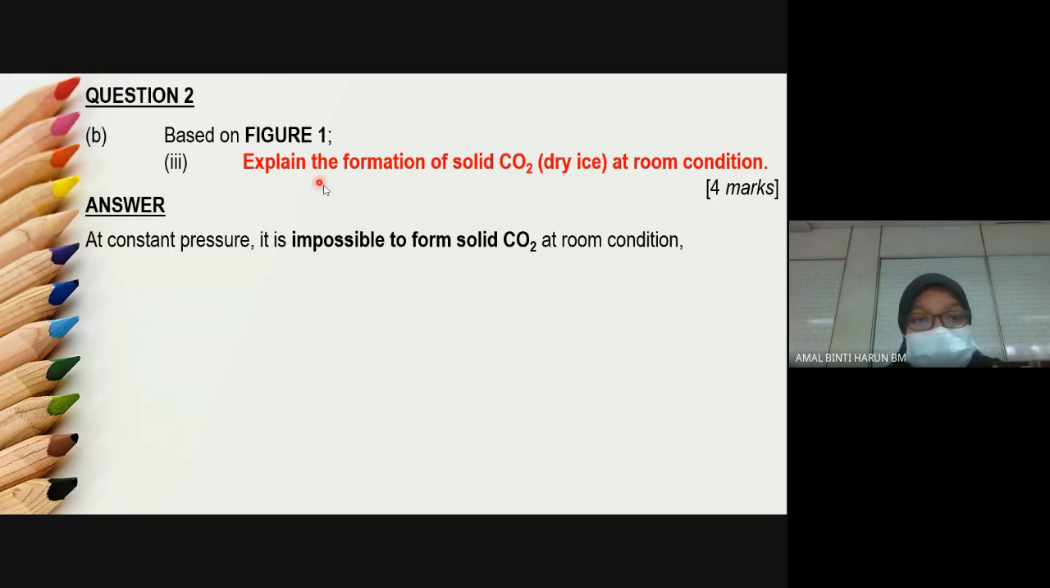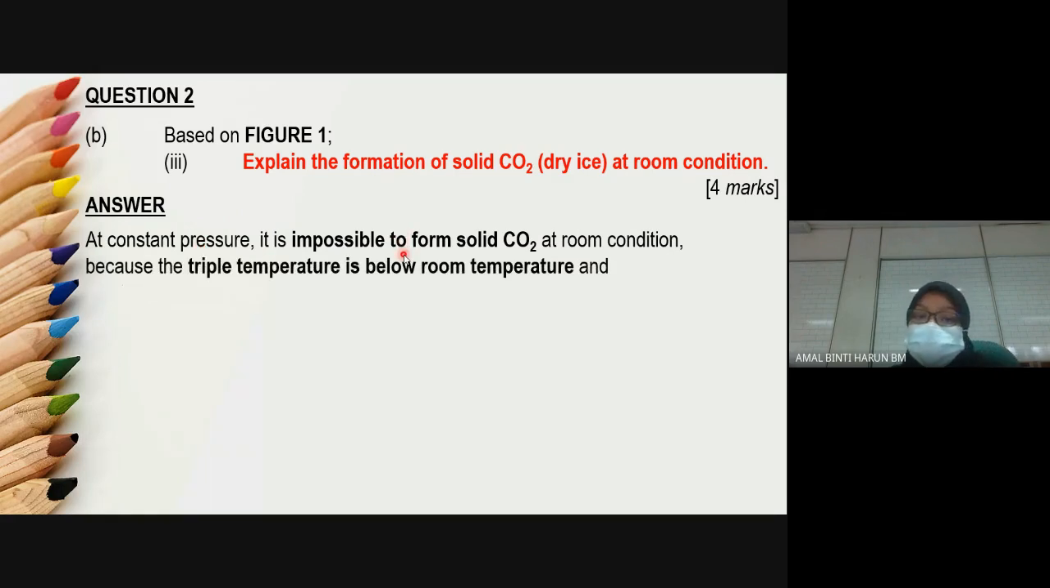Okay. Next is to explain the formation of solid CO2, dry ice, at room condition. So how do we get solid CO2 at room condition? It says it is impossible to form solid CO2. Why? Because we have to pass through the triple point. So the triple point temperature is below room temperature.